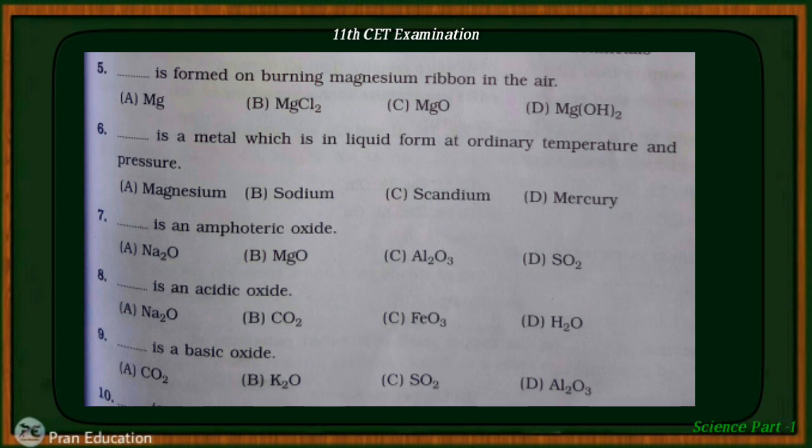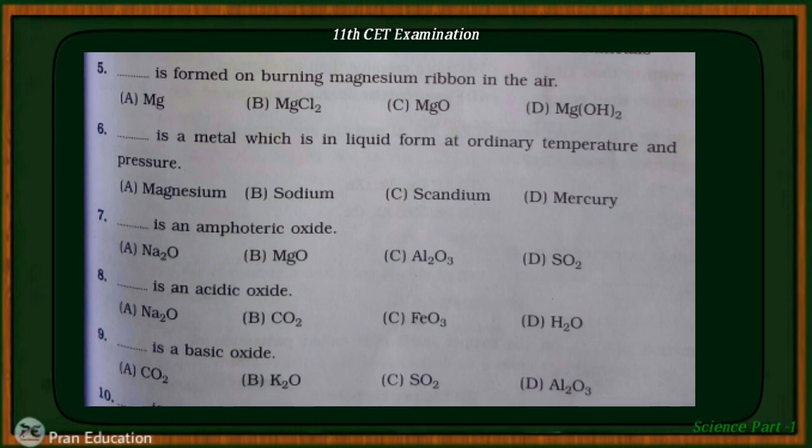Fifth, dash is formed on burning magnesium ribbon in the air. Options: A. Mg, B. MgCl2, C. MgO, D. Mg(OH)2. Correct option is option C. MgO.